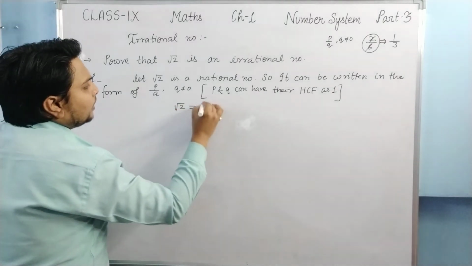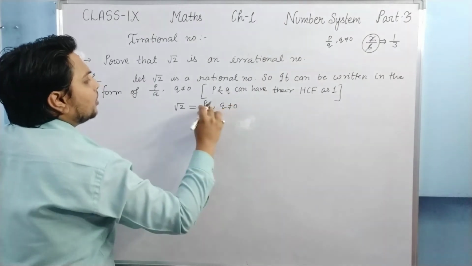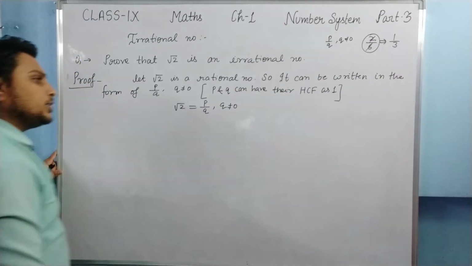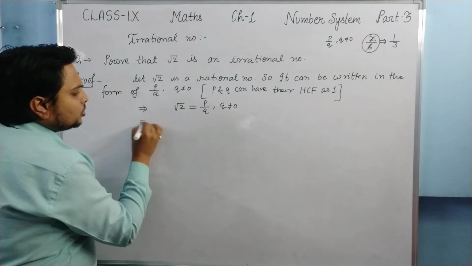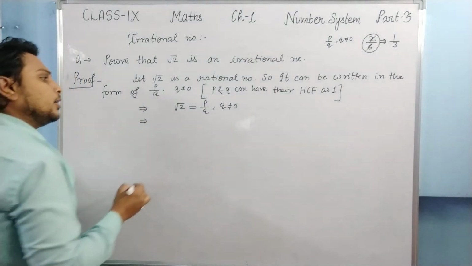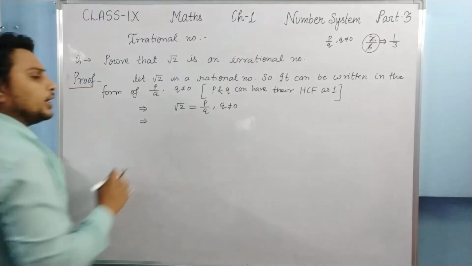so under root 2 can be written in the form of P by Q, where Q should not be equal to 0, and P and Q can have their HCF as 1, highest common factor as 1. Now students, can we simplify it? So if we simplify it, what will we get?